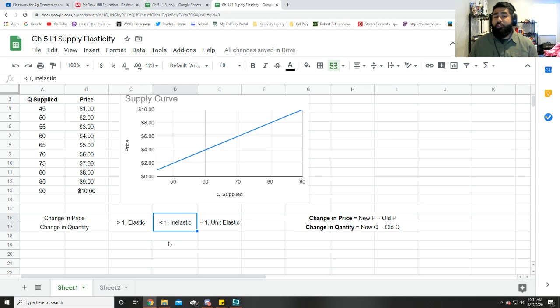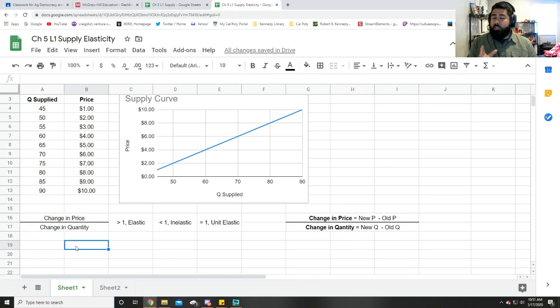If your answer is less than 1, your product is inelastic. And if your answer is equal to 1, then your product is unit elastic. And how we do that is the change in price equals the new price minus the old price, divided by the change in quantity, which is the new quantity minus the old quantity.